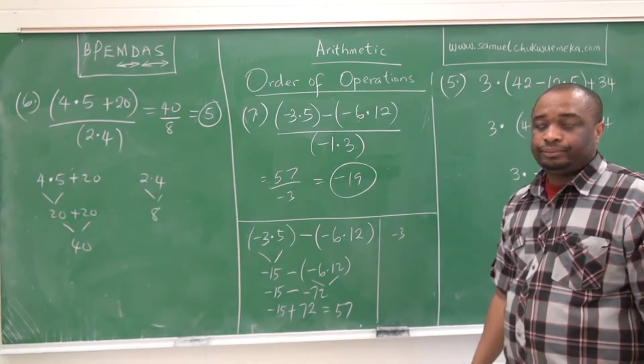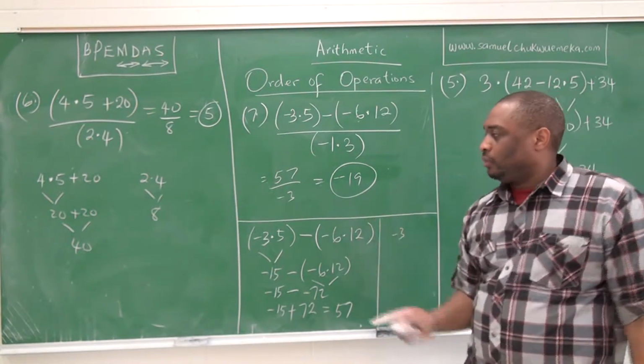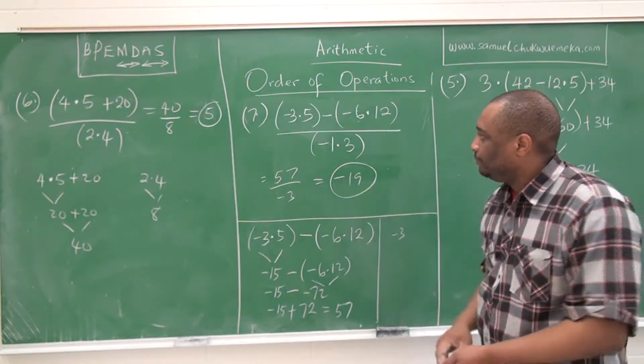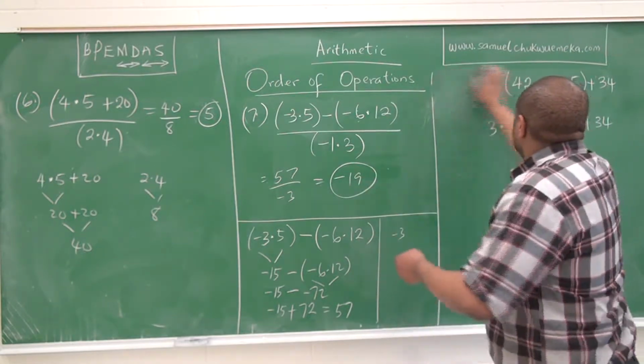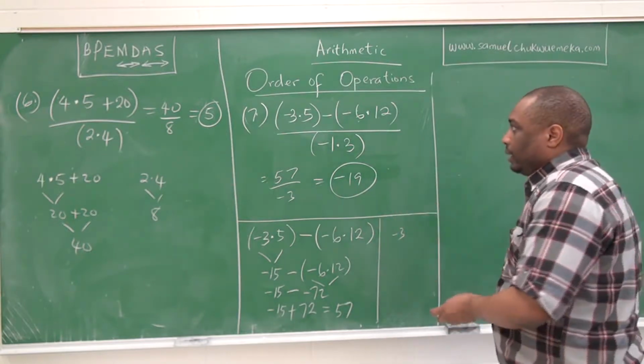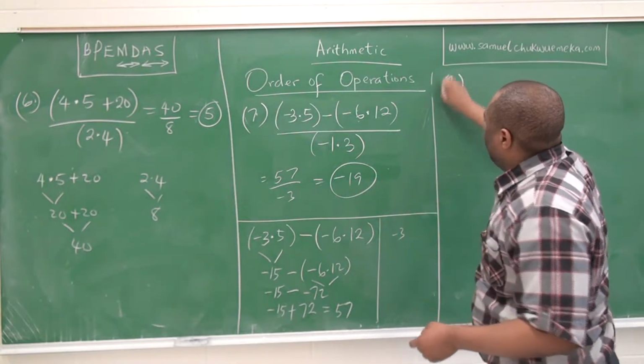Okay? 3 into 5 is 1, then 5 minus 3, 12. 27 is 9. Negative 19. Comprende? I hope you got it. Then number 8. We're moving on.